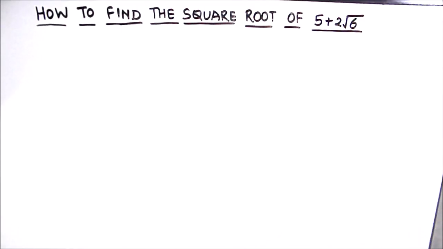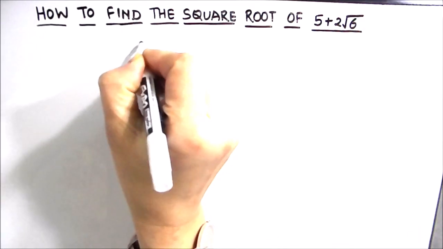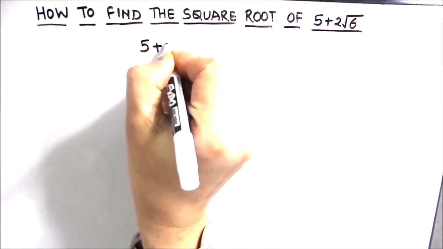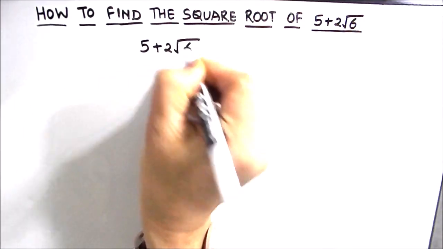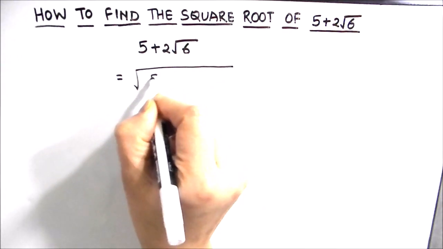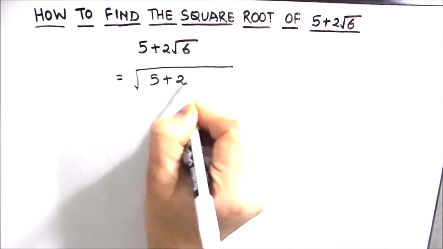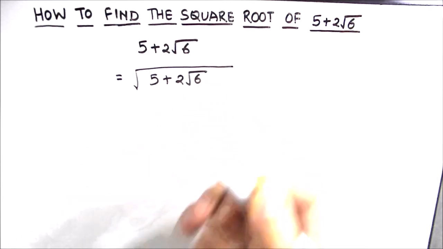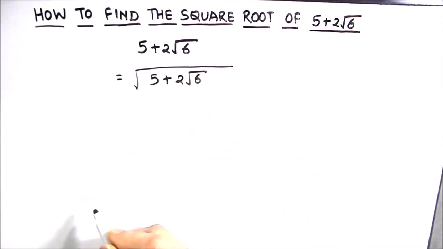Hello students, in this video we are going to learn how to find the square root of 5 plus 2 root 6. To find the square root we are going to use the square root symbol and we'll write the number under the square root sign. So this is going to be square root of 5 plus 2 root 6.